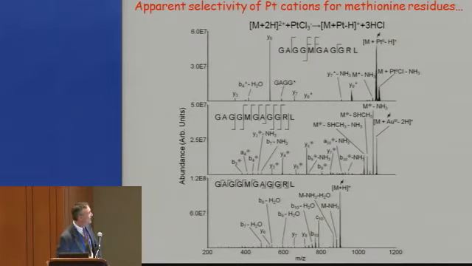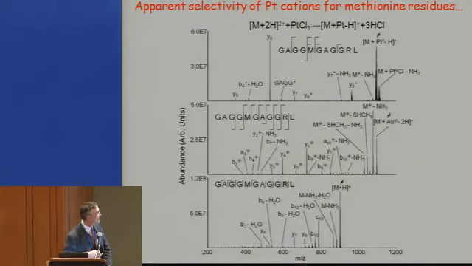More recently, we came upon some literature that showed some inorganic chemists have been using platinum complexes to do cleavages of proteins in solution. And they cleave at methionine residues.